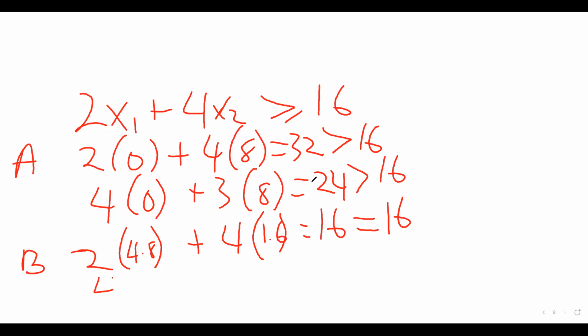4 into bracket 4.8 plus 3 into bracket 1.6. I'm just substituting it into the equation. And so I want to draw your attention to, oh, I made a mistake. Let me see. Yeah, so the second constraint for A, it should be 24 is equal to 24.